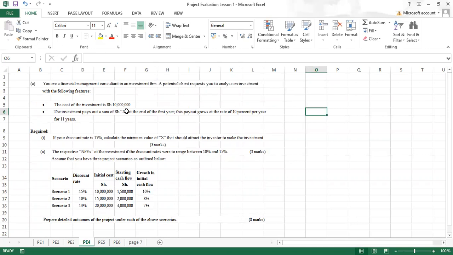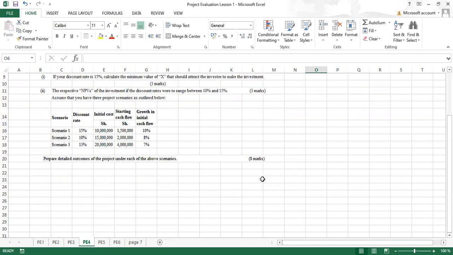Cost of investment 10 million. Investment pays a sum of shillings X at the end of the first year. This payout grows at the rate of 10% per year for 11 years. Required. If your discount rate is 15%, calculate the minimum value of X that should attract the investor to the investment. So here it's very simple. Here we will bring something called the goal seek function under Excel.